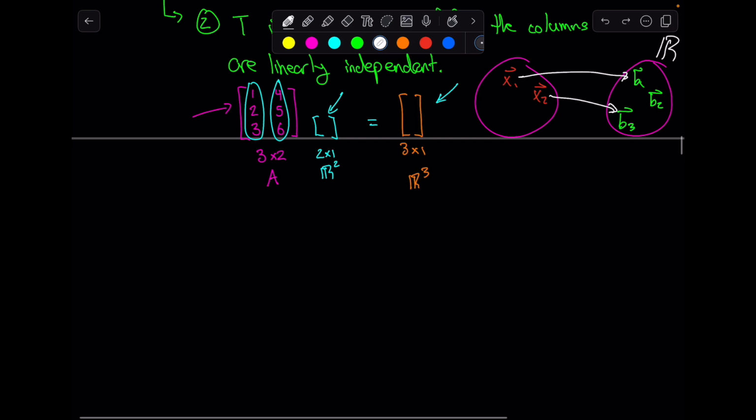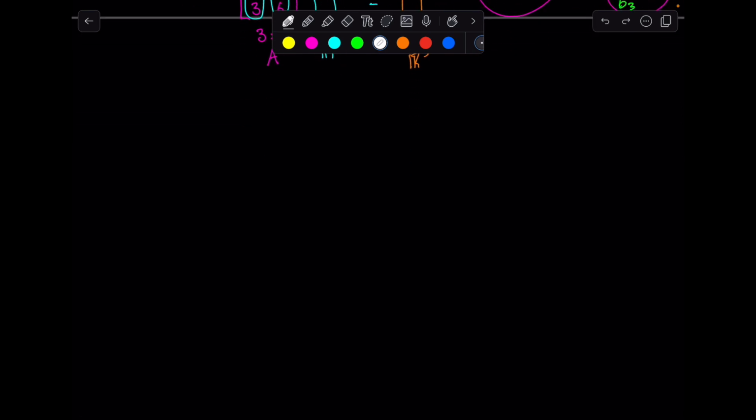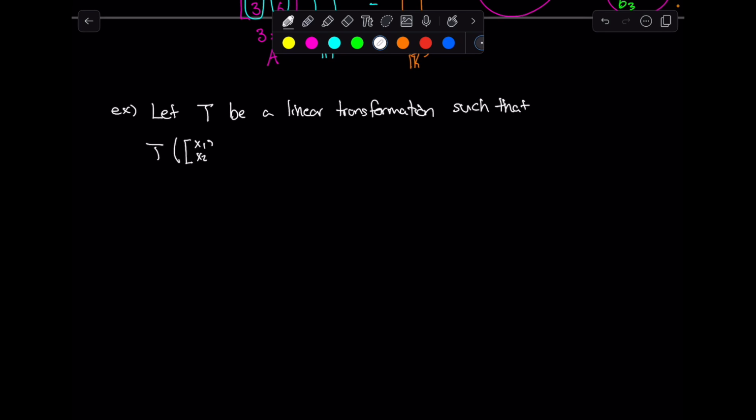So naturally, after all the theory, I think theory tends to hurt people's brains, and that's not entirely my intention in this class. So let's do one quick example. Let T be a linear transformation such that T of some input vector x1, x2 is equal to an output vector: 3x1 plus x2, 5x1 plus 7x2, and x1 plus 3x2.